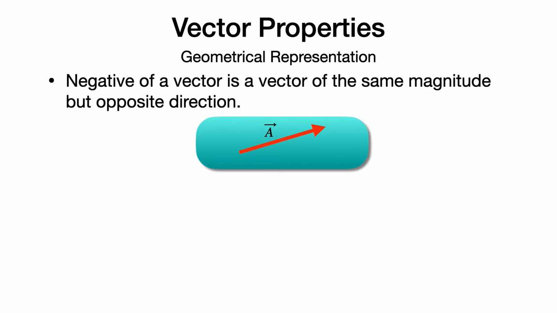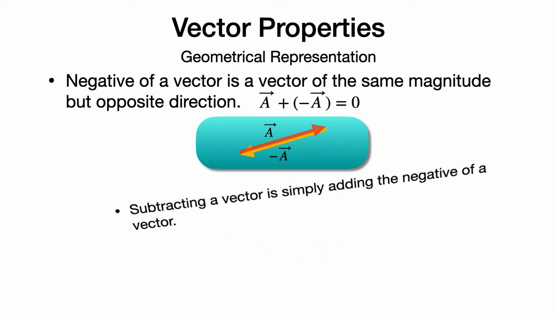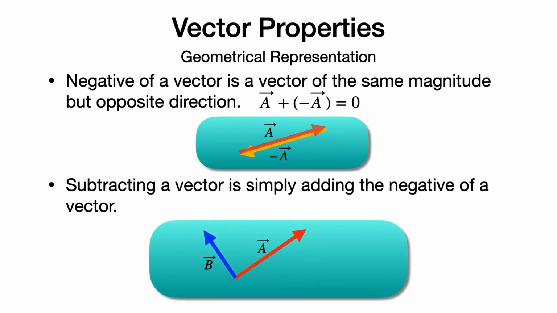The negative of a vector is simply the same vector but in the opposite direction. So it has the same length, but the opposite direction. And if we add the negative of a vector to a vector, we get 0. Subtracting a vector is simply adding the negative of a vector. So if we want to subtract B from A, we first find the negative of B, and we add that to A to get A minus B.